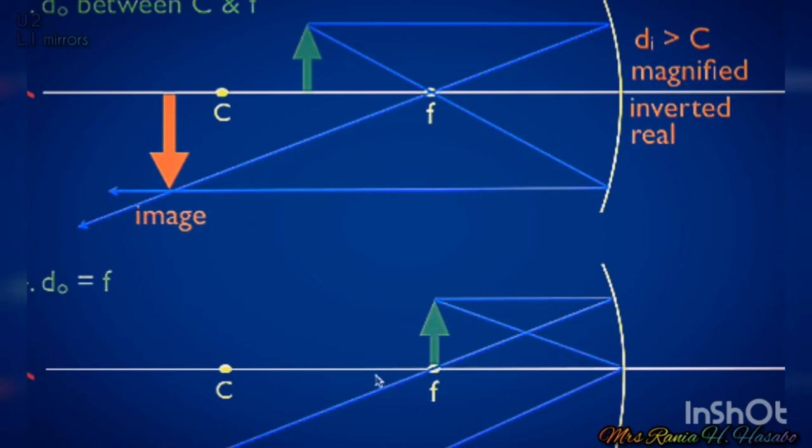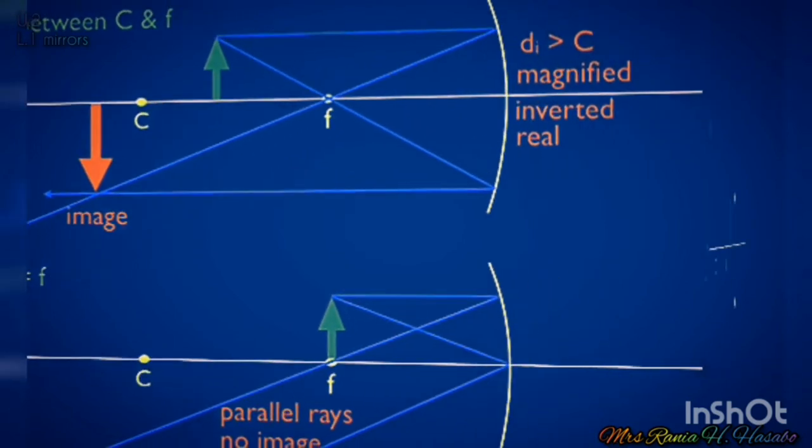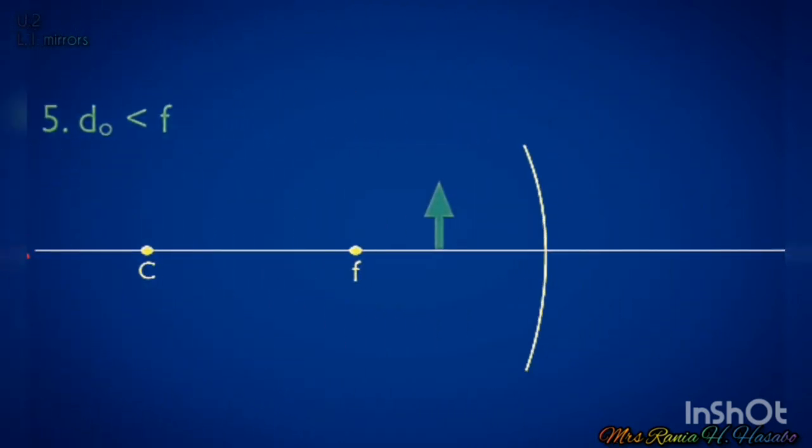Then it will reflect. We note that the two reflected rays are parallel to each other, so no intersection, so there is no image. Finally, when the object stands at the focal point, there is no image at all. This one looks different, but it has the same idea. Okay, here is the last one.